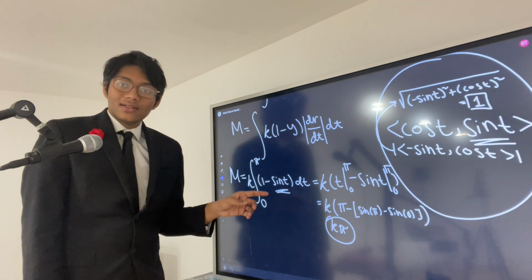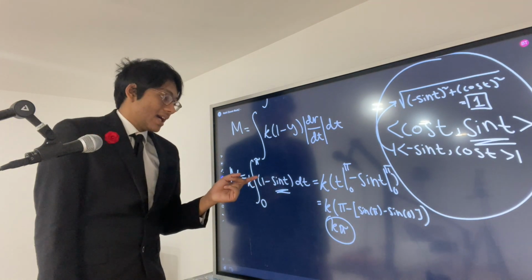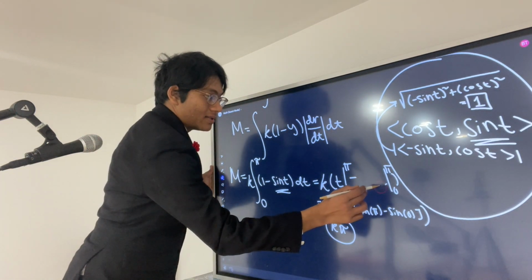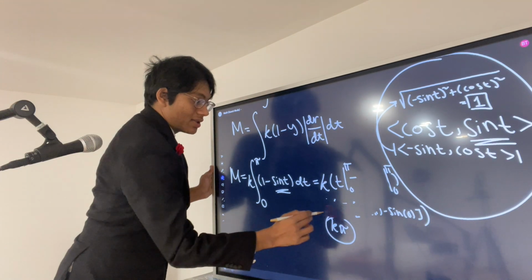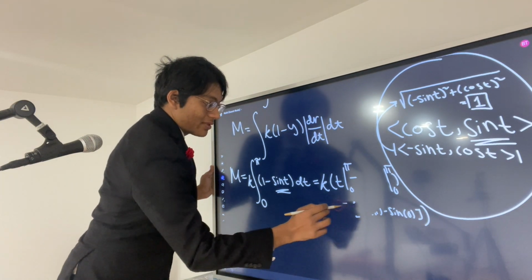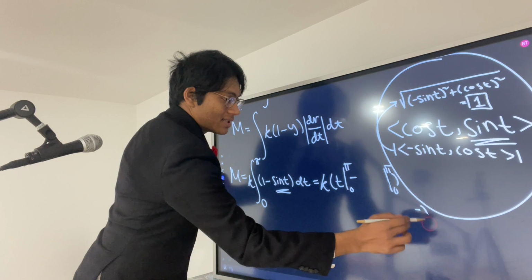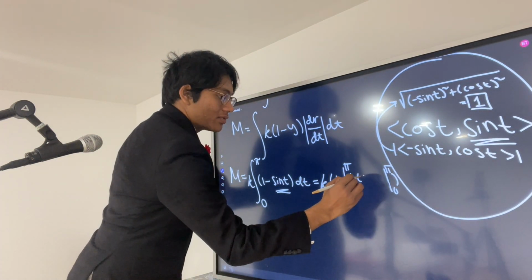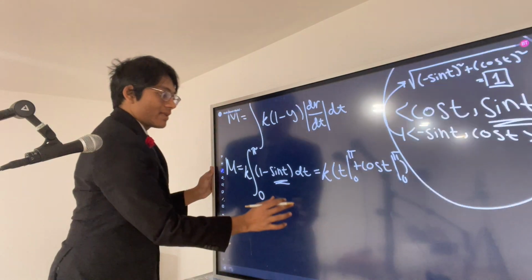What is the integral of sine of t? It's minus cosine of t. But I have a negative sign here, so we've got to make this positive cosine of t. So it's a good thing I was reviewing this, because I would have made a mistake on live camera if I weren't. So we have the following. We have plus cosine of t from 0 to pi.